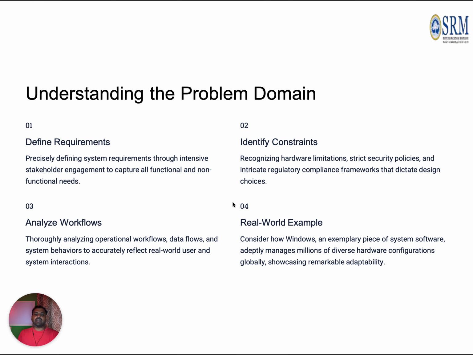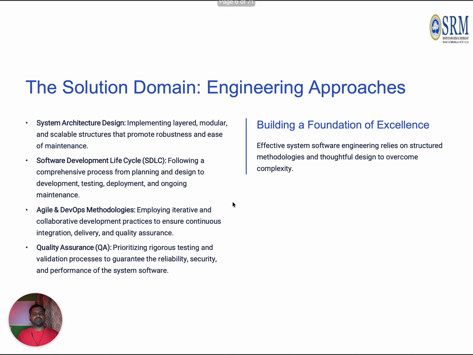Okay, so understanding the problem domains. For a system software, how is it developed, what is the end goal of developing it? First we have to find all the requirements, and then we have to identify the constraints, especially the hardware limitations and other constraints like policy management, privacy issues, and so on. And then we have to analyze the workflows, how the users are going to use this software for their real world use cases. All these things come under what we have to consider before developing this system software.